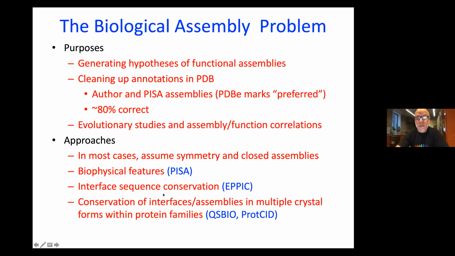It's also possible to use sequence conservation. So EPIC from Jose Duarte uses sequence conservation within interfaces to build up assemblies to figure out what is the most likely biological assembly of a crystal. And then finally, a kind of bioinformatics approach, which is to use interfaces that are observed in multiple crystal forms of the same protein or of proteins in a single family. And also the same thing about assemblies. And this is the QS Bio approach and the approach that we've taken with ProtCID, which is the Protein Common Interface Database, which I'm going to talk about.